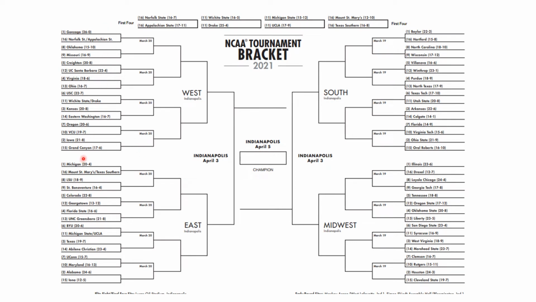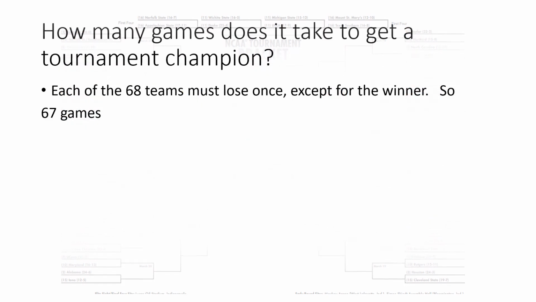So you have the tournament pairings, the seedings in 4 regions, and you have a first 4 play-in set of games. So one question we could talk about is, how many games does it take to get a tournament champion? Now, since each of the 68 teams, save the winner, must lose, there are 67 games.